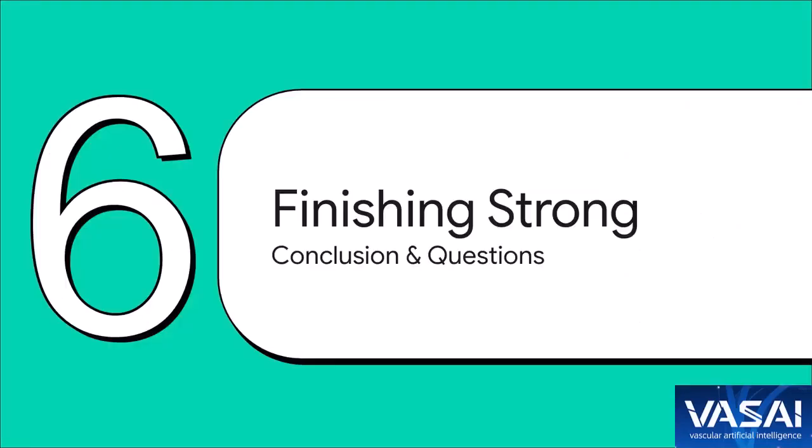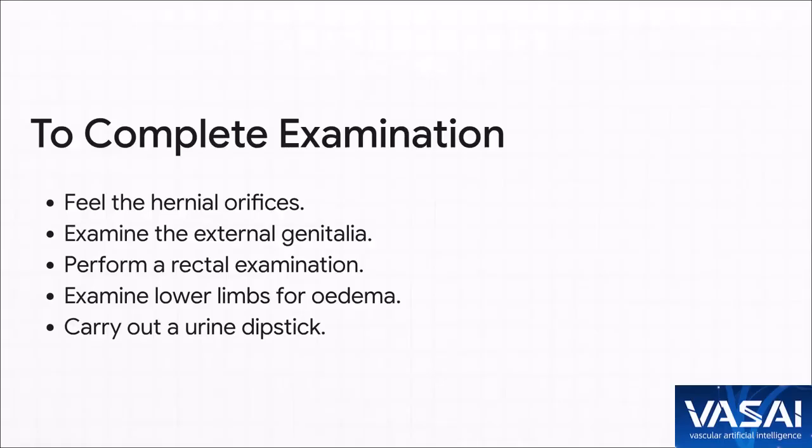The physical examination is complete, but the station isn't over. You might think you're done, but you're not. Your conclusion is just as important as your introduction. To show a complete and thorough approach, you have to verbalize the steps you would take to finish. State clearly to the examiner, to complete my examination, I would like to examine the hernial orifices, the external genitalia, and perform a digital rectal examination. Adding that you'd check lower limbs for edema and do a urine dipstick shows you're thinking systemically. Then turn to the patient, cover them up, and thank them.